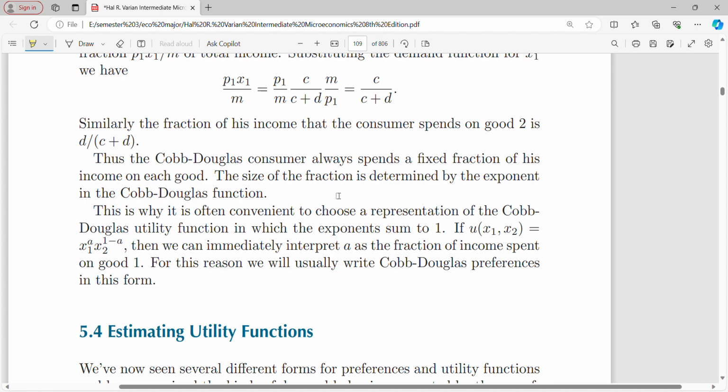And next, a Cobb-Douglas consumer always spends a fixed fraction of his income on each good. The size of the fraction is determined by the exponent in the Cobb-Douglas function.